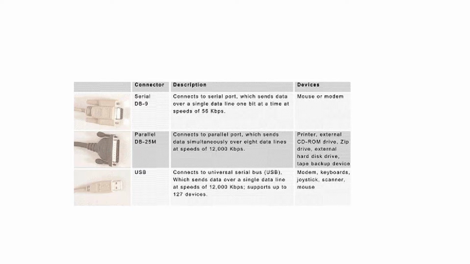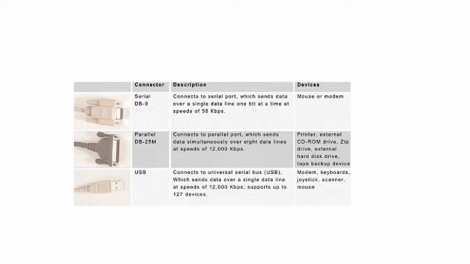Connector serial DB9 connects to the serial port, which sends data over a single data line 1 bit at a time at a speed of 56 kbps. The older generation computer mouses or modems used this port to connect with the system unit.